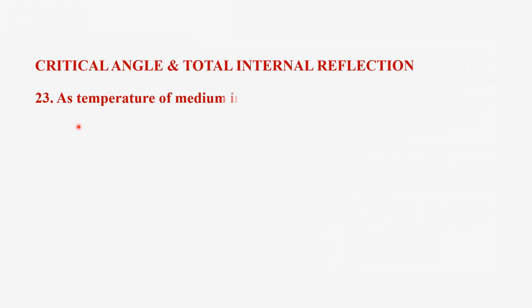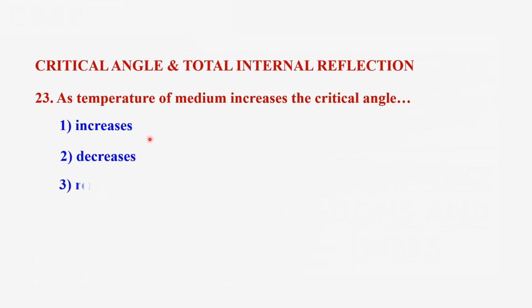Next, critical angle and total internal reflection. Let us discuss. As the temperature of the medium increases, the critical angle: first option increases, decreases, remains the same, and first increases then decreases. If you increase the temperature, what happens to the critical angle? The critical angle also increases. As the temperature of the medium increases, the critical angle increases.